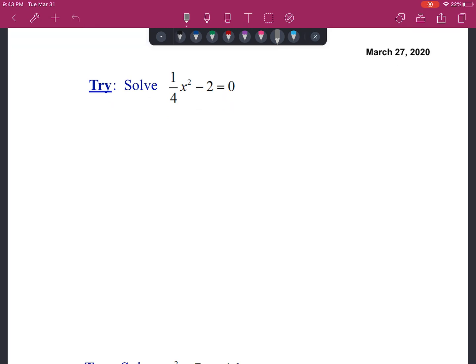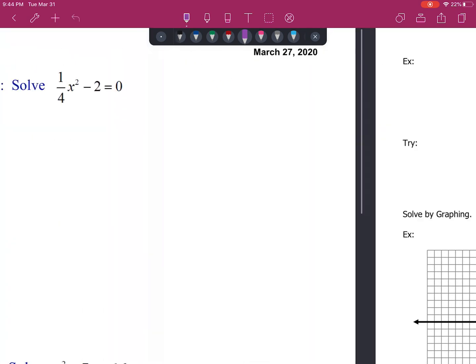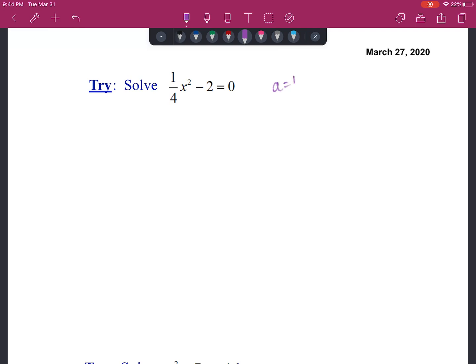Okay, you go ahead and try this one, and when you're ready to reveal the answer, you might want to use your calculator on this one as well, just so that we have an idea of where our value is. Okay? So at the end, if you need to use a calculator, you can do that so that we can estimate an answer. Okay, I am going to say that this is yes. This has an a equals 1/4, b equals 0, c equals -2, check.